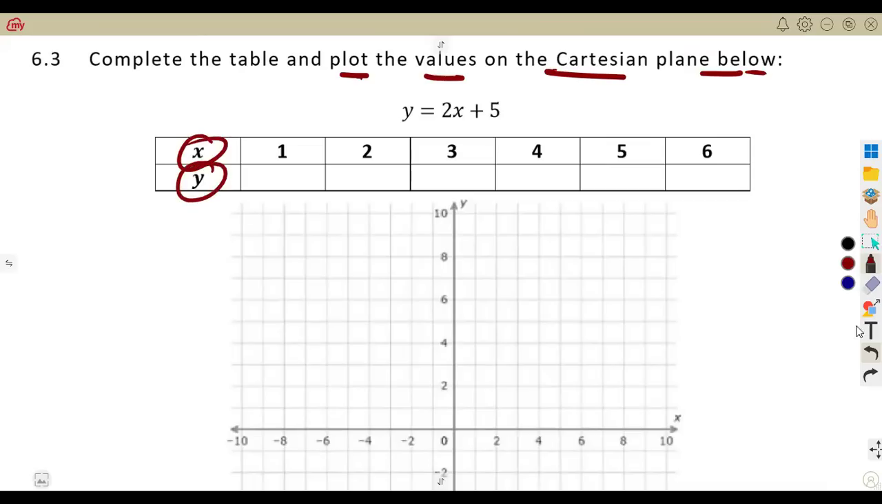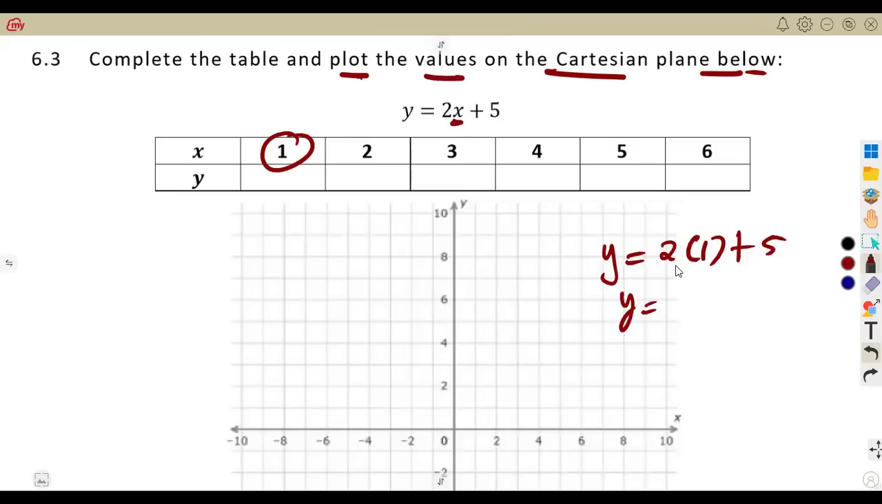X values, the y values. So it is just a matter of substituting where x is. You substitute the value that you're given. So that is y is equal to 2x plus 5. In place of x, we substitute a 1. So we obtain the value of y: 2 times 1, that is 2, plus 5, which is a 7. So you're going to have a 7.